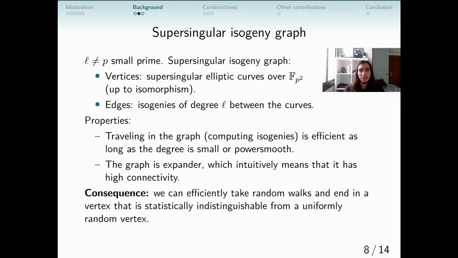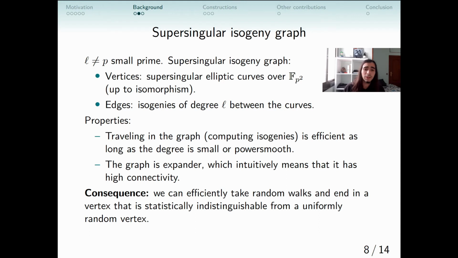So let L be another prime different from p, and typically L is going to be a small prime and p a big one. And we consider the following graph, which we call the supersingular isogeny graph. As vertices, we're going to take all the supersingular elliptic curves over F_p squared up to isomorphism. So if they're isomorphic, they're in the same vertex. And the edges are going to be the isogenies of degree L between these curves.